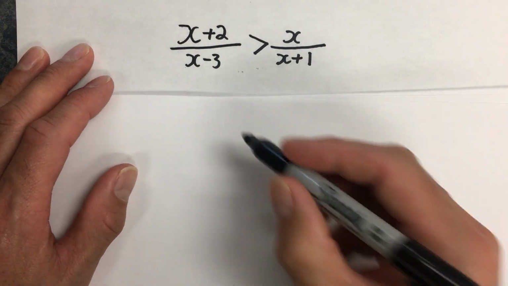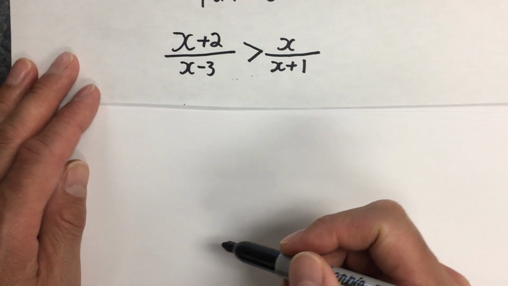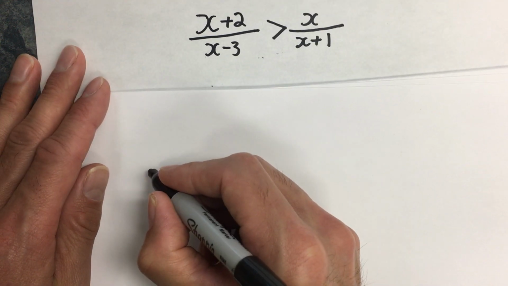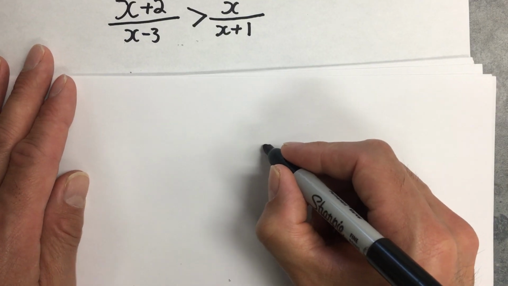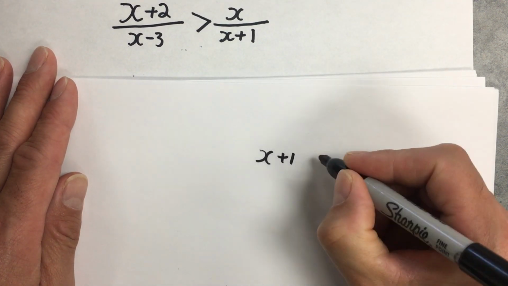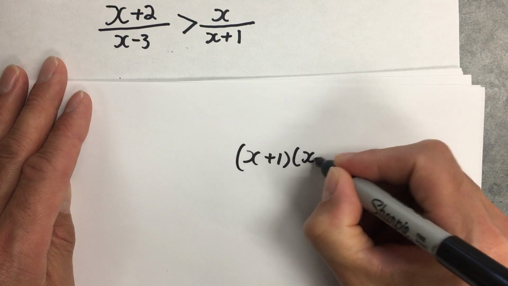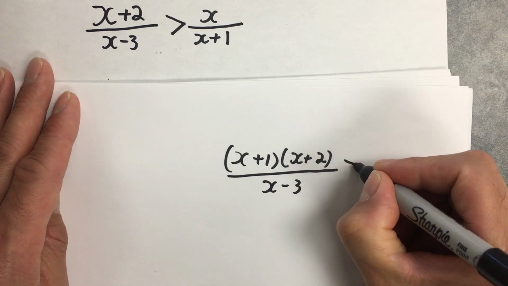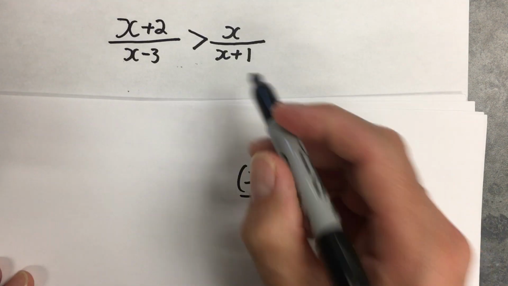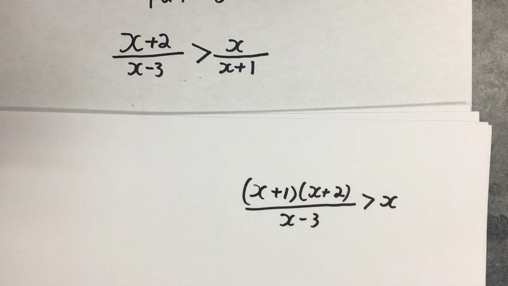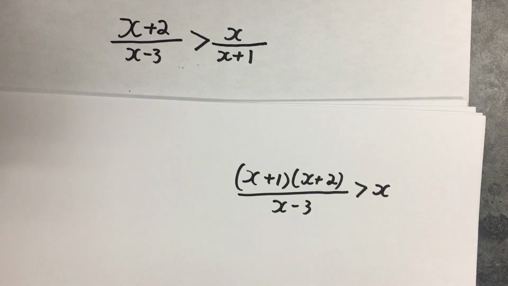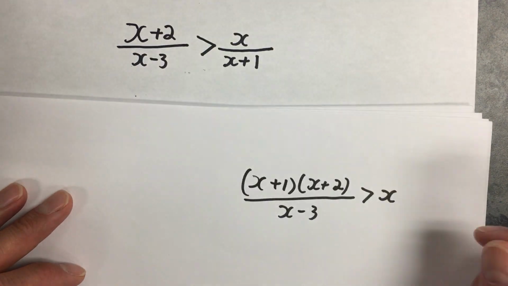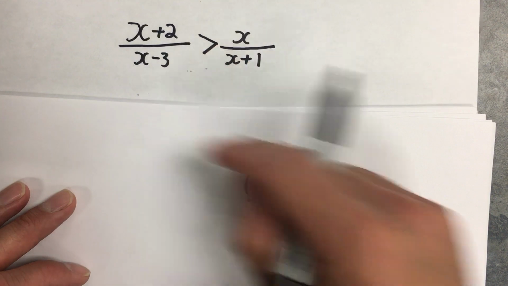So the first thing I'm going to do is multiply both sides by x plus 1. I'll put it over here on the right. I've got x plus 1 times x plus 2 over x minus 3 is greater than x. So I've multiplied both sides by x plus 1. It seems okay, except there's one little problem. You can only do that without changing the inequality sign if what you're multiplying is positive. If what you're multiplying is negative, that inequality sign has to flip.